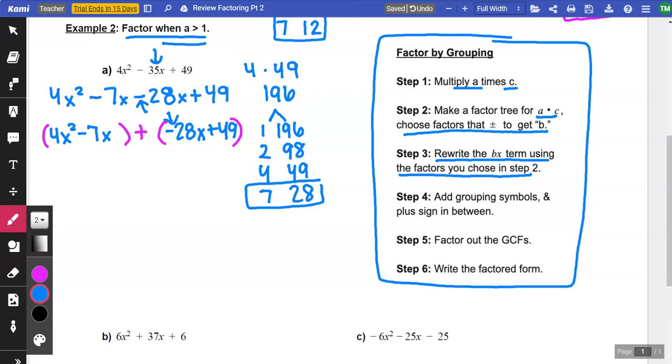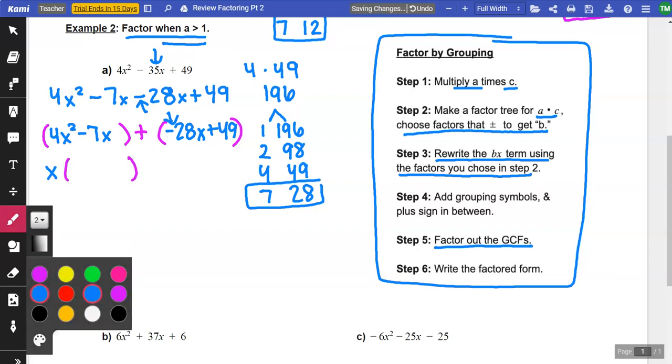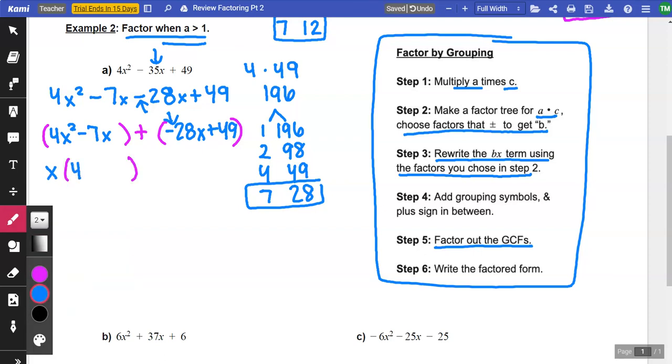And step 5, factor out the greatest common factors. So in 4x squared minus 7x, the GCF of these two terms is just x. So we're going to factor out that x. And we have 4x minus 7. And I know that's right because x times 4x is 4x squared, and x times -7 is -7x. Now looking at -28x plus 49, what have I always taught you to factor out first if your first term is negative? That negative sign.